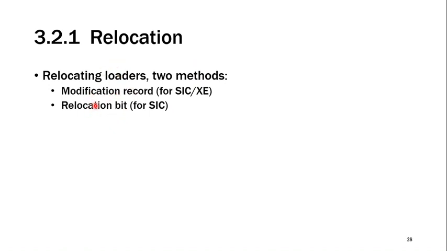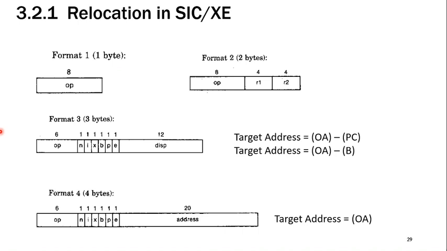Before we see how those modification records and relocation bits are used, first let us see the necessity of relocation in case of SIC/XE. I hope you know that in a SIC/XE program, other than the assembler directives, all other instructions are put in the form of any of the four formats: format 1, 2, 3 and 4. In format 1 you will never make use of an address. So in case of both format 1 and format 2, you will never make use of any address.